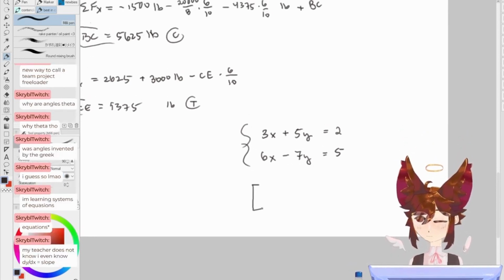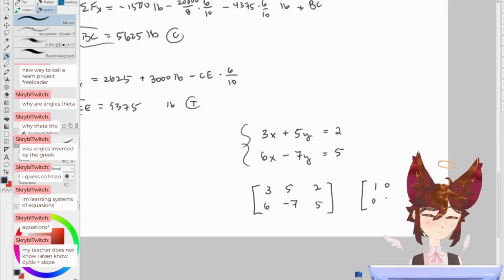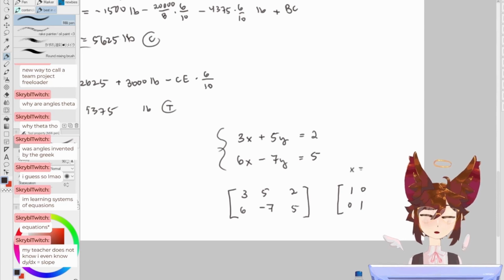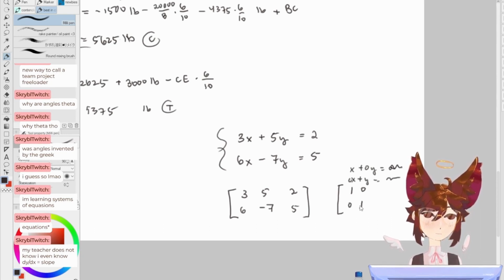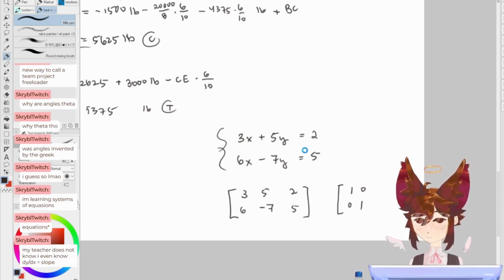If you take these numbers and put them in a matrix like this, we take each of the coefficients and put our constants over on this side, and we try and get this matrix into the form 1, 0, 0, 1, which means we get x plus 0y equals something, and 0x plus y equals something. Then you just get the answer without having to do substitution or anything.